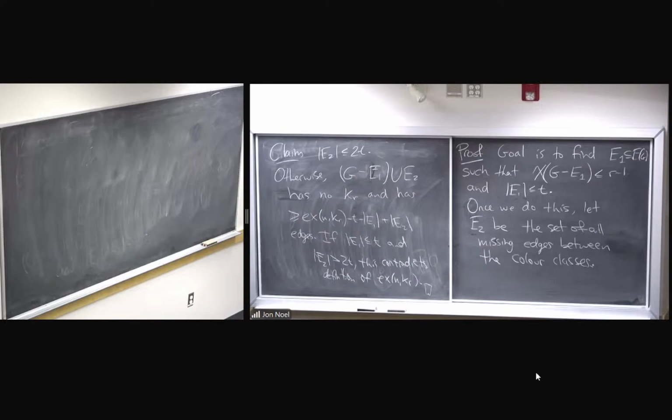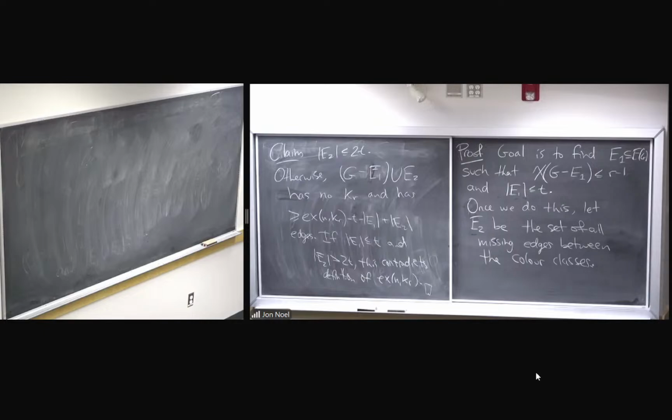Okay. Now, finding this set E1 of edges: I want to delete those edges to make it r minus 1 partite, or chromatic number at most r minus 1. That's the same as finding a partition of the vertices into r minus 1 sets such that inside the sets there aren't very many edges. Because then the edges inside the sets are the ones I would delete.